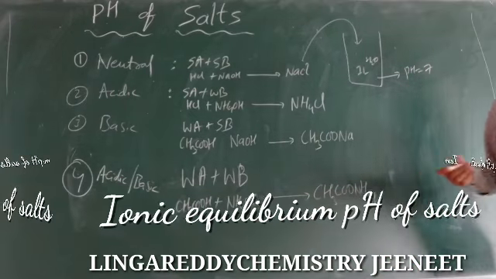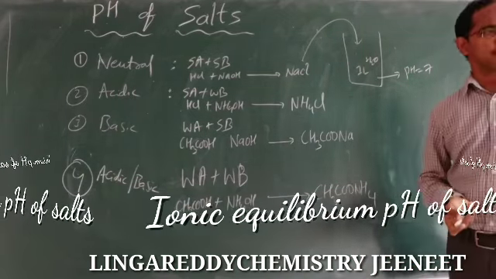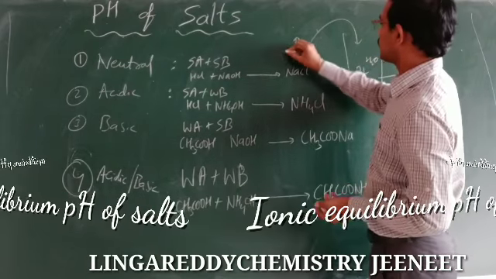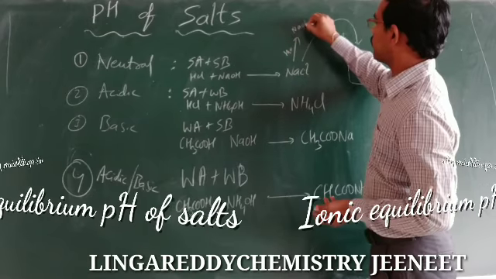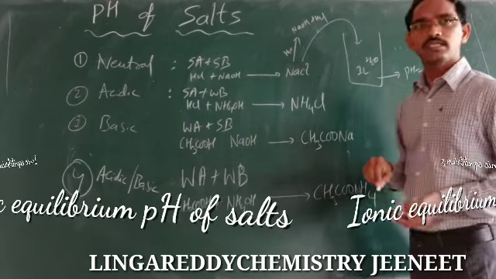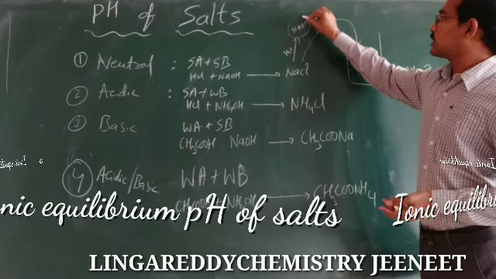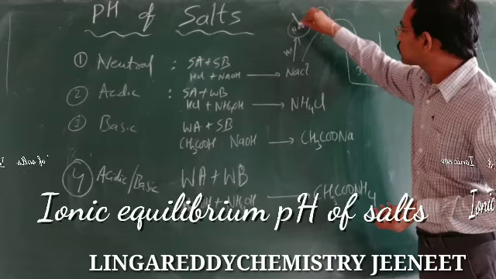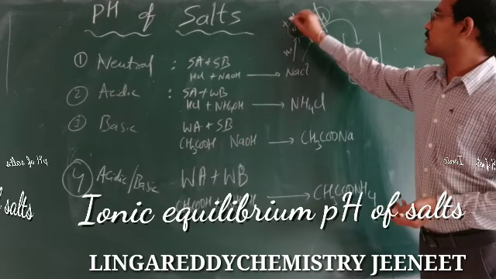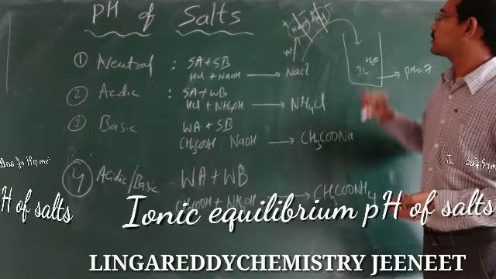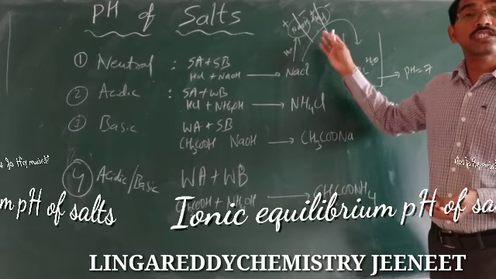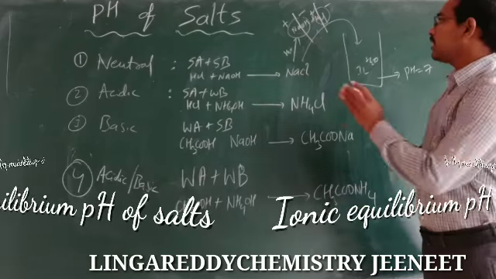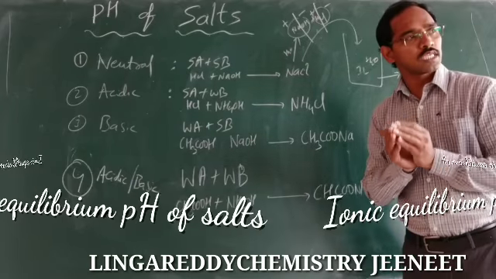That means it is neither donating H plus nor donating OH minus. If you want to write the equation, NaCl reacting with water would form NaOH plus HCl, right? But it is not forming NaOH and HCl. What will happen? These are a strong acid and a strong base, so they immediately dissociate into Na plus, OH minus, H plus, Cl minus. Strong acid and strong base mean immediate 100% dissociation takes place.